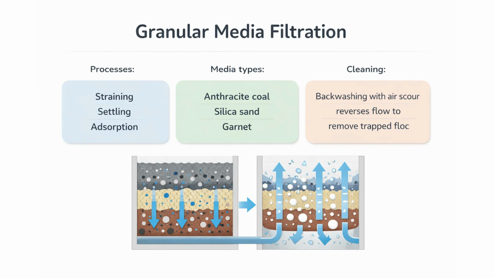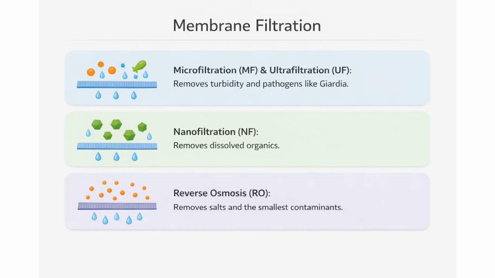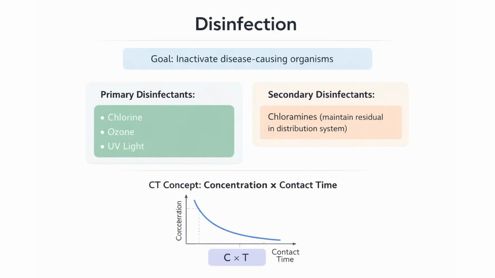For even finer filtration, we use membranes. Think of these as microscopic sieves. Microfiltration and ultrafiltration are great for removing pathogens like Giardia. Nanofiltration goes further to remove dissolved organics, and reverse osmosis provides the highest level of treatment, even removing dissolved salts from seawater.